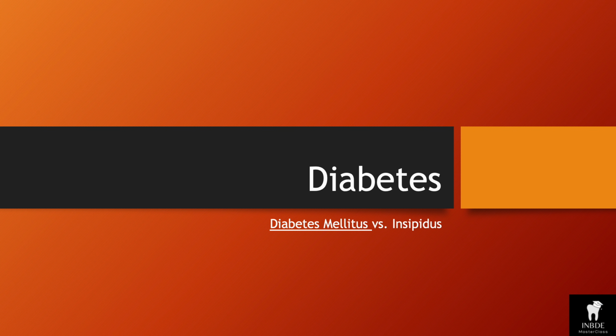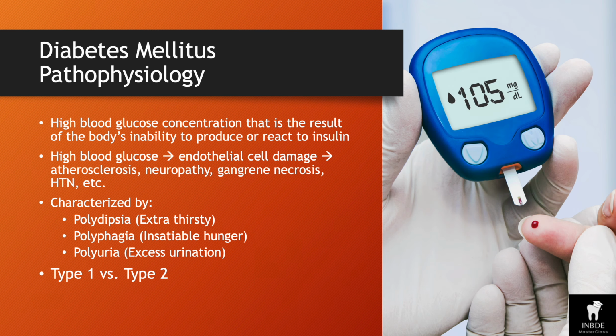And so we'll start off with talking about diabetes mellitus and its pathophysiology. So with this condition, we have high blood glucose concentration because the body is either unable to produce or properly react to insulin. And so that high blood glucose is going to result in endothelial cell damage, which can result in a plethora of other things such as atherosclerosis, neuropathy, gangrenous necrosis, hypertension, and so forth.